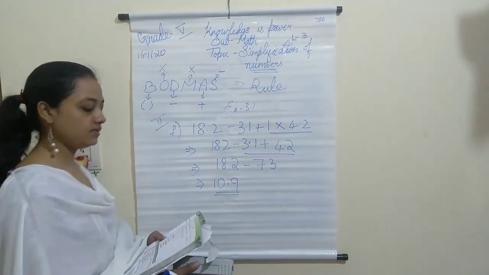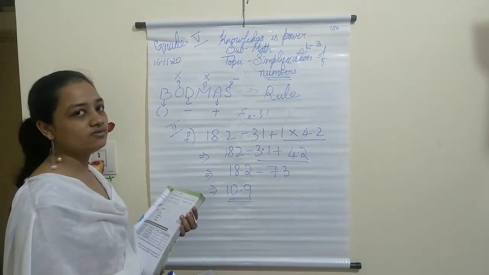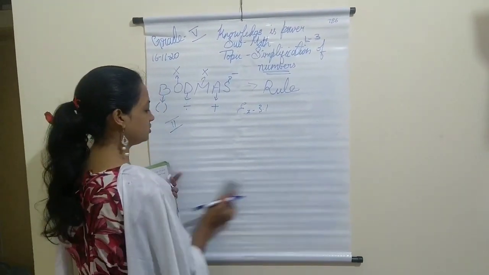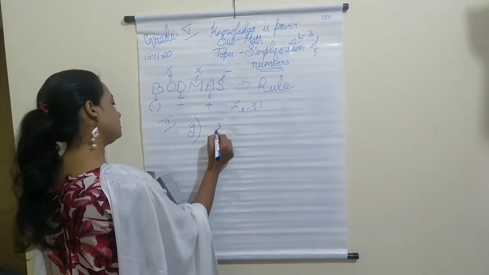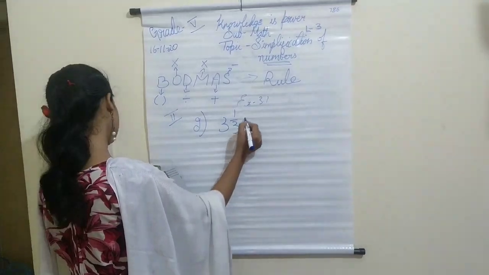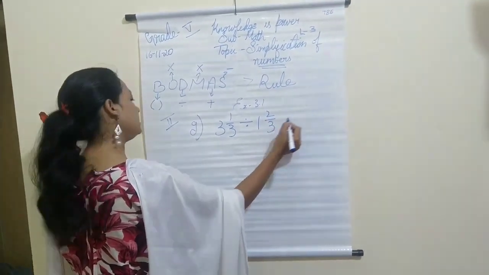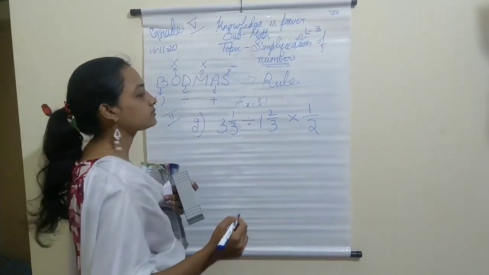So we finished doing the decimal numbers. Now let's go for G sum. We have a fraction there. So how to solve it for a fraction? G: 3 1 by 3 divided by 1 2 by 3 multiplied with 1 by 2.